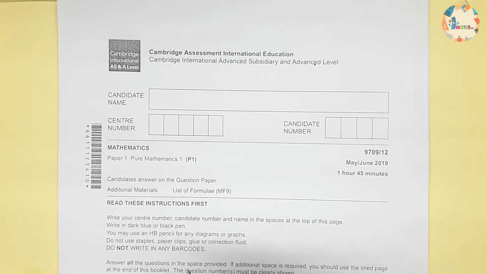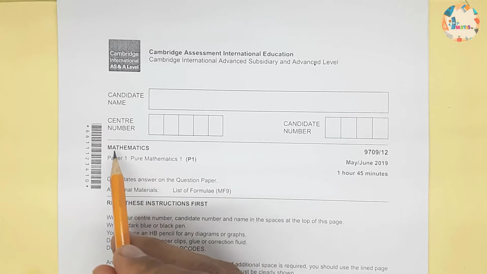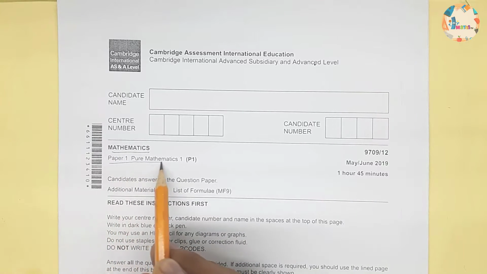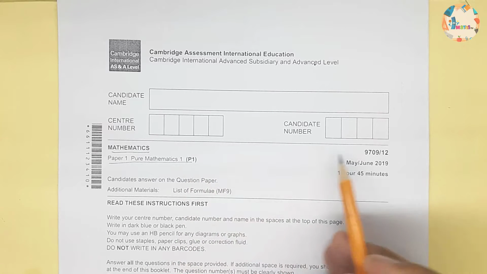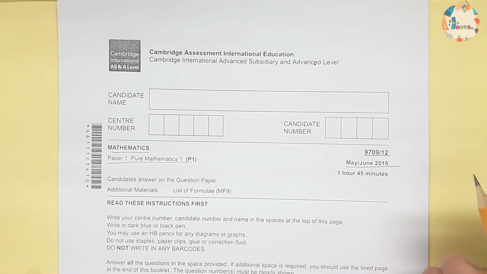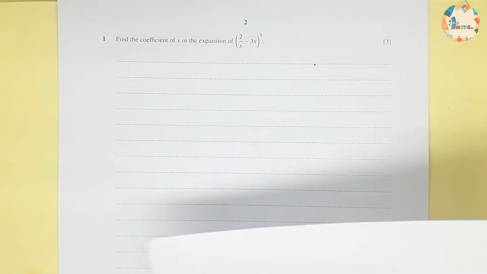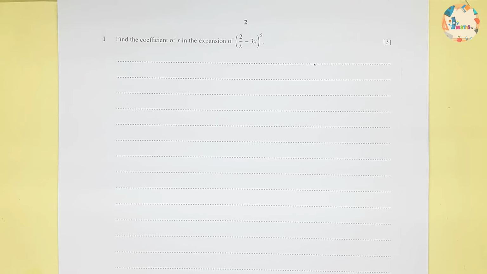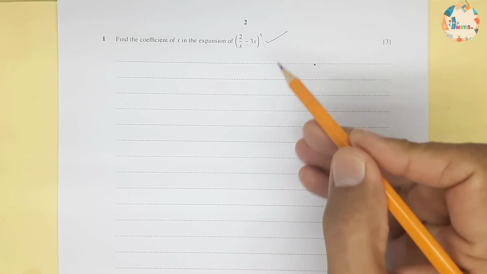Hello guys, today we'll be going through Mathematics P1, Pure Mathematics 1 P1, 970912 May June 2019. Question number 1. Find the coefficient of x in the expansion of this.